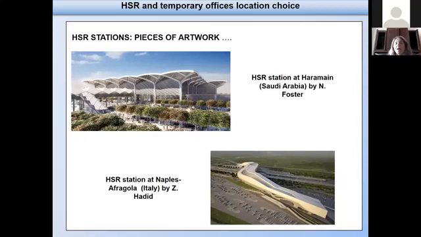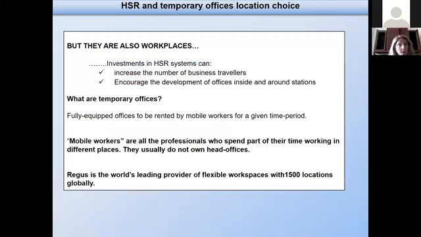Beautiful pieces of artwork, but not only this. High-speed rail stations are places where you can shop. High-speed rail stations are places where you can work. High-speed rail stations can foster the development of temporary offices inside or around the high-speed rail station itself. But what are temporary offices and why are they conceived for mobile workers?